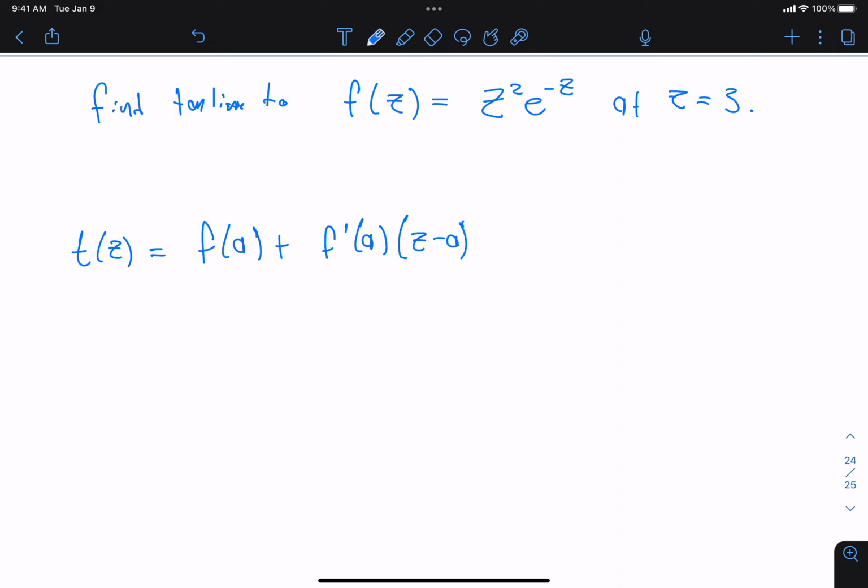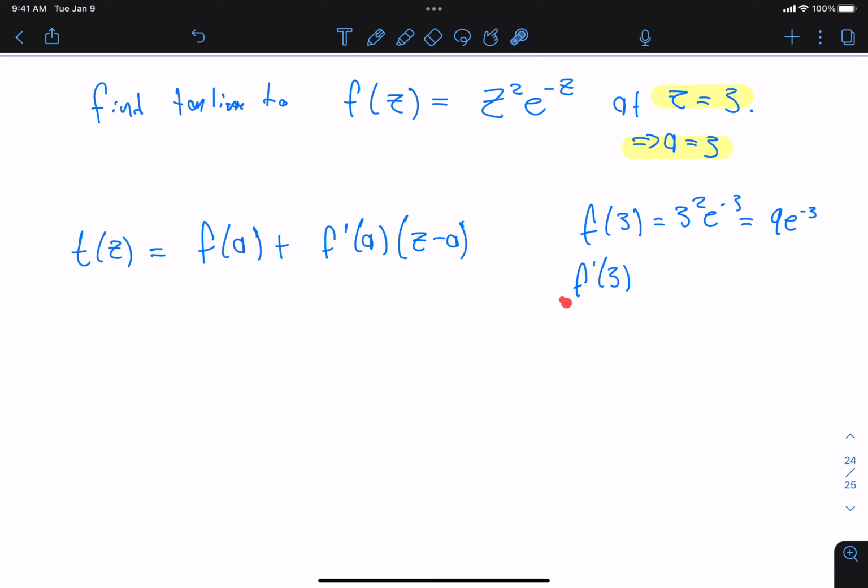So in order to do this problem, I need to identify what is a, which it immediately tells us. It tells us a is equal to 3. And then I need to figure out what is f of a, which is f of 3. Well, that's given by just 3 squared e to the minus 3, which is 9 e to the minus 3. That was easy. And now for the hard part. I need to figure out what is f prime of 3.